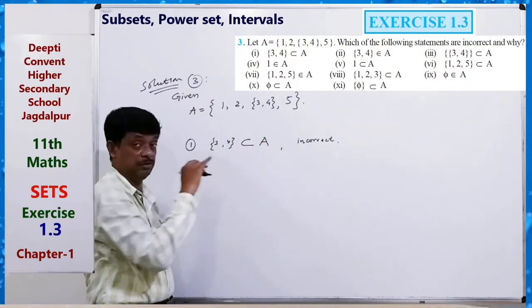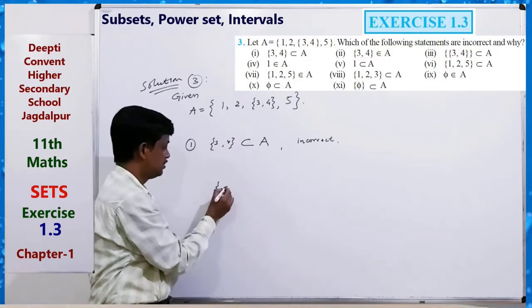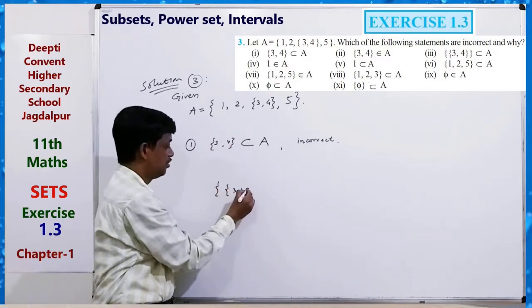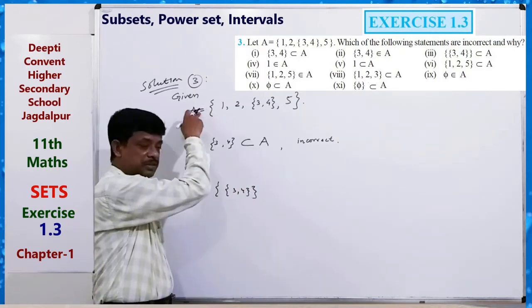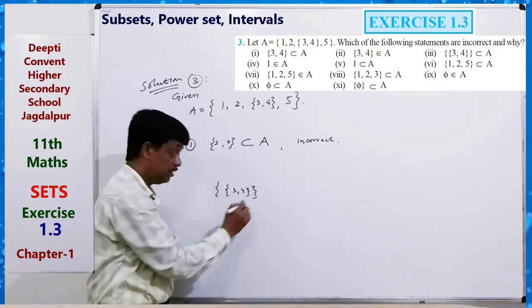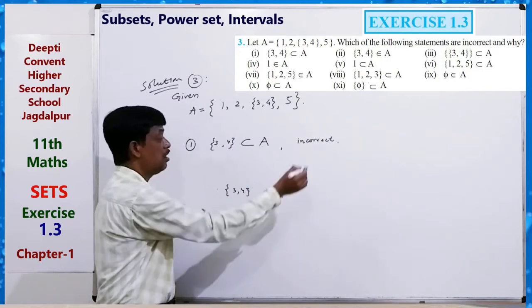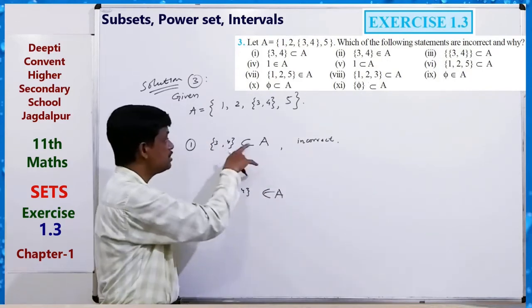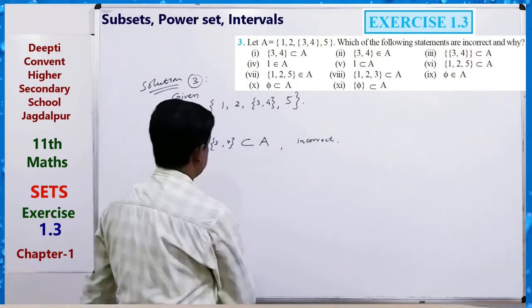By taking 3, 4, you can make a subset like this, {3, 4}. {3, 4} is an element of set A. So by taking this element, we can make a singleton. That is a subset of A, but this itself is not a subset of A. This belongs to A, an element of A. So this is incorrect. First, okay. Second.